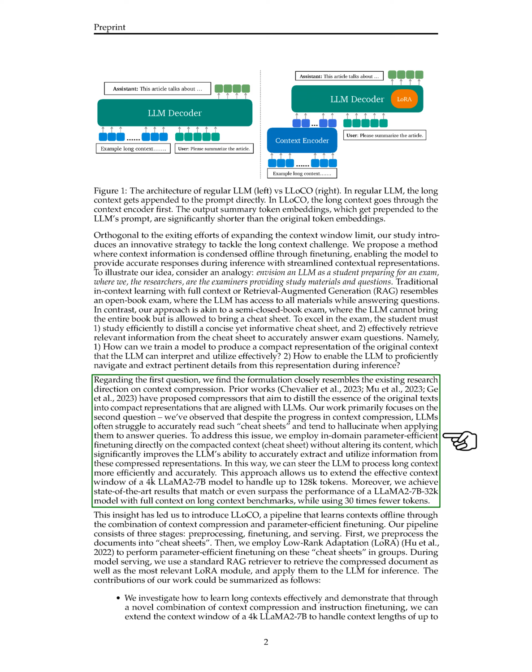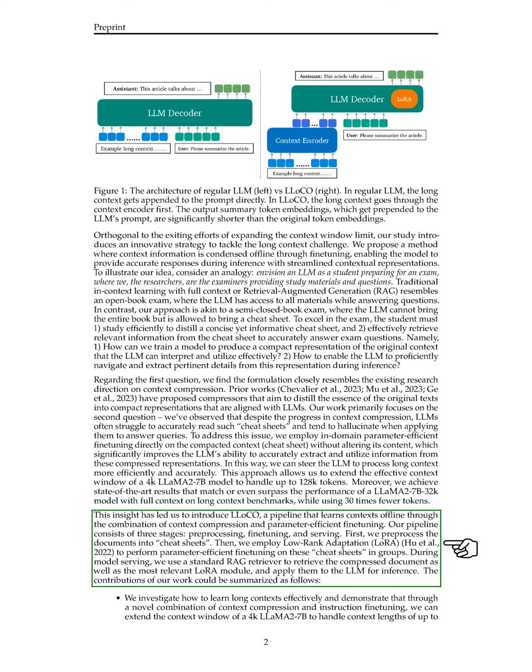By employing parameter-efficient fine-tuning directly on the compacted context without changing its content, we enhance the LLM's capability to extract and use information from these condensed representations. This approach enables us to extend the effective context window of a 4K Llama 2-7B model to handle up to 128K tokens, achieving state-of-the-art results that rival or surpass larger models while using significantly fewer tokens.